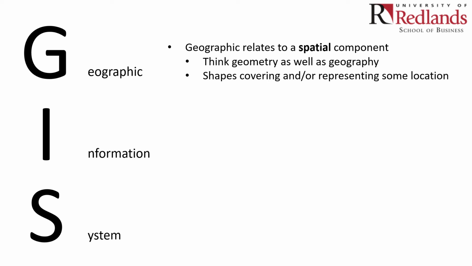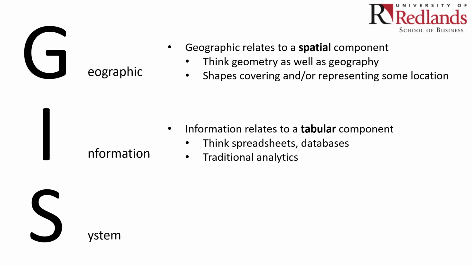Geographic relates to a spatial component, something that has a location, some specific spot, and it can be a geometry as well as a geography. So it could be a shape that represents an area or some volume, some vector. It can have a relationship to other geometries, creating a tapestry of relationships that are spatially oriented.